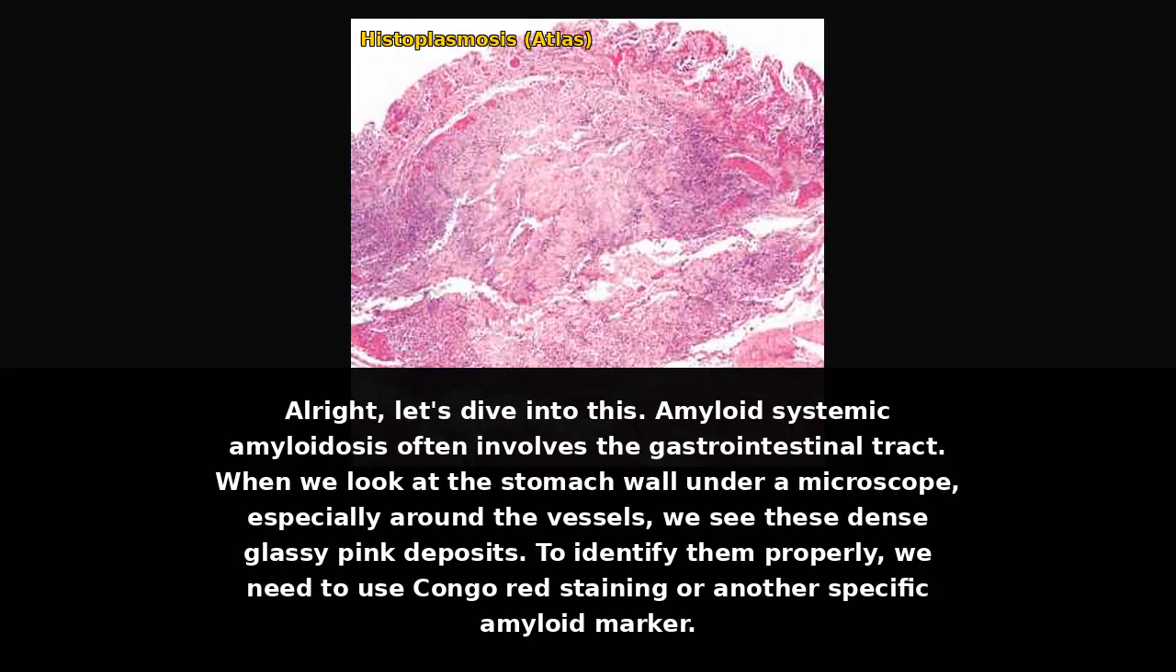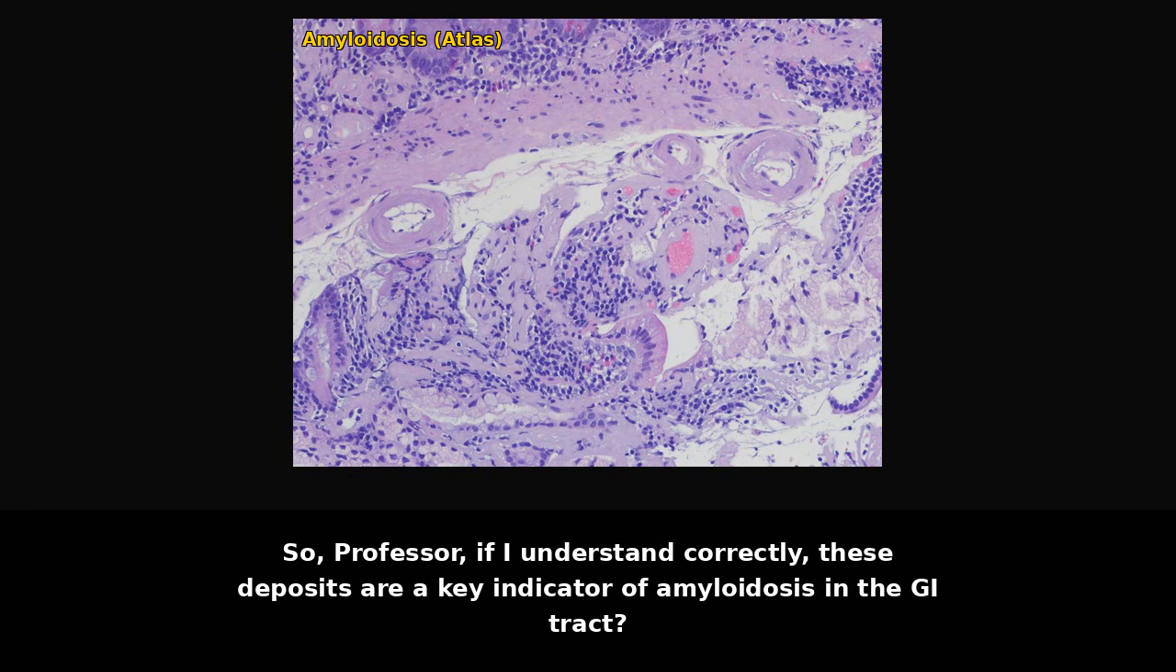All right, let's dive into this. Systemic amyloidosis often involves the gastrointestinal tract. When we look at the stomach wall under a microscope, and especially around the vessels, we see these dense, glassy pink deposits. To identify them properly, we need to use Congo red staining, or another specific amyloid marker. So, Professor, if I understand correctly, these deposits are a key indicator of amyloidosis in the GI tract.